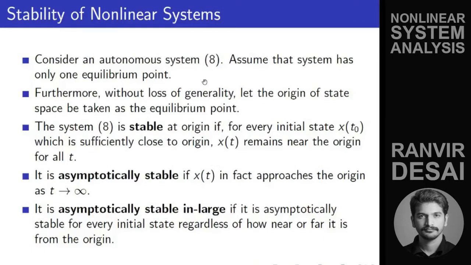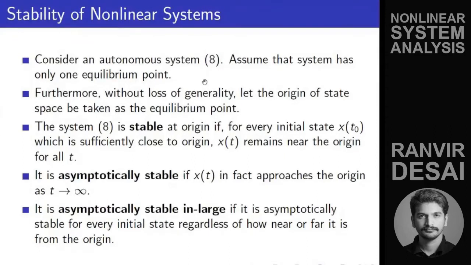All right. So consider an autonomous system. An autonomous system can be expressed by x dot is equal to f of x. Assume that the system has only one equilibrium point. For the sake of simplicity, we are assuming that it has only one equilibrium point. There could be multiple equilibrium points also. We'll not go into that yet, but we'll see that in the next unit. Further, without loss of generality, let the origin of state space be taken as the equilibrium point. For making it even simpler, we assume that the equilibrium point is the origin (0, 0). So there is only one equilibrium and that is the origin.